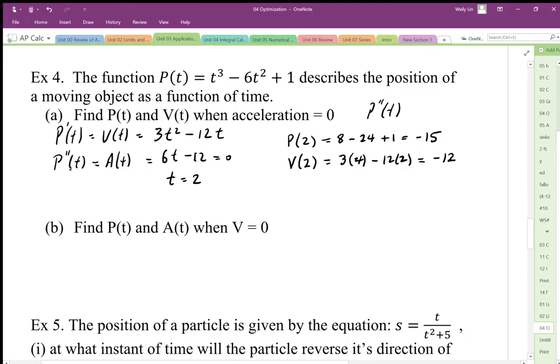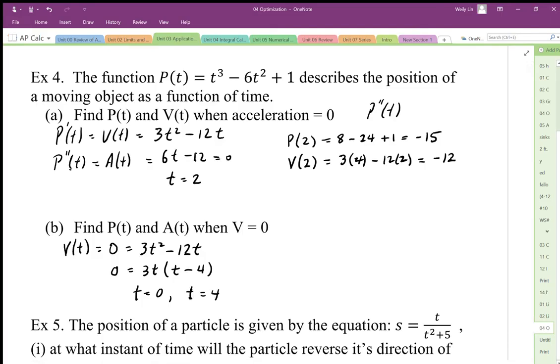Now for when the velocity is 0, we use our velocity equation, v of t. As long as we're keeping track of these, it makes it easy to do. So there's our velocity function, 3t squared minus 12t, and I'm going to solve that equation equal to 0. I can factor and solve that: t is equal to 0 and t is equal to 4. Those are my two solutions.